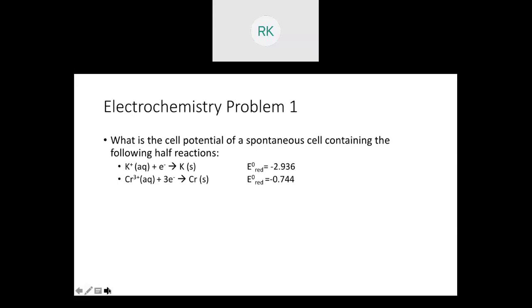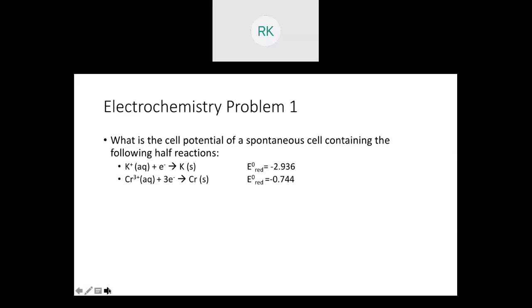Okay, so the first problem is a very classic question. What is the cell potential of a spontaneous cell containing the following half reactions? Here I tell you it's a spontaneous cell, and a spontaneous electrochemical cell will have a positive cell potential. So when we add these potentials, these E values, it has to come out positive.